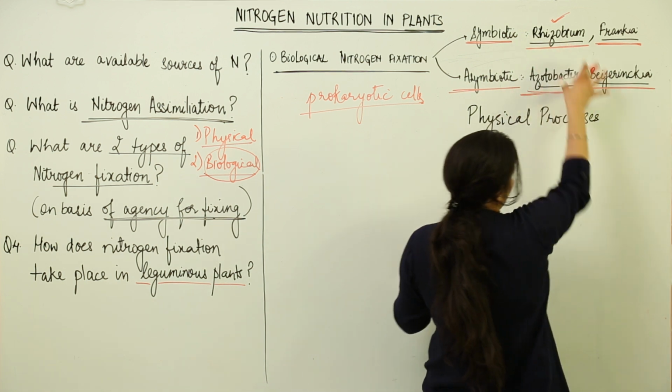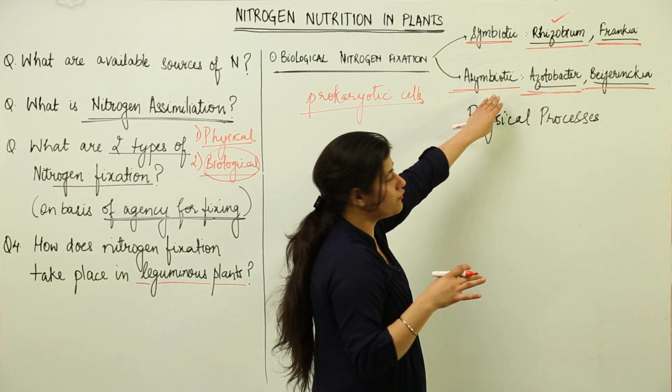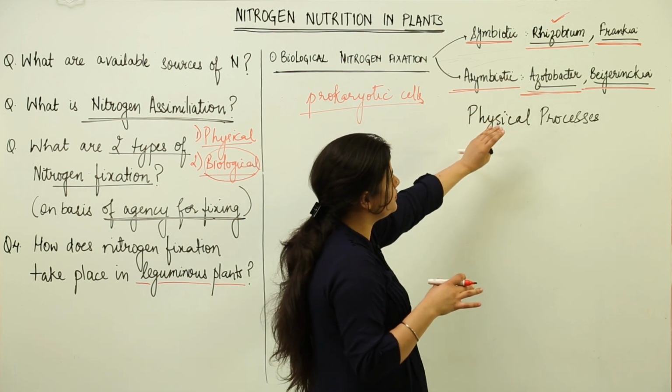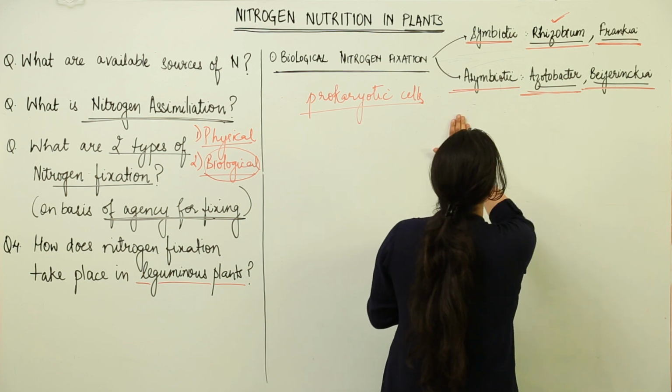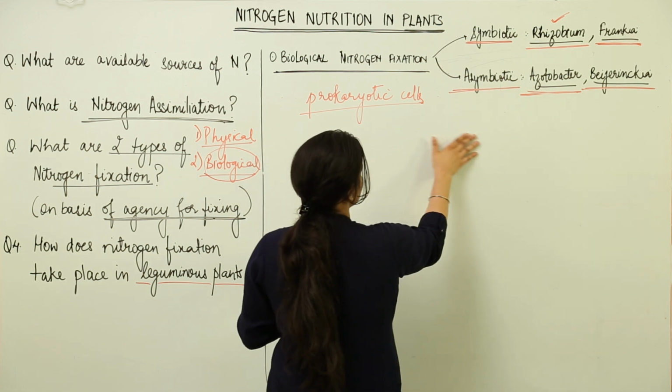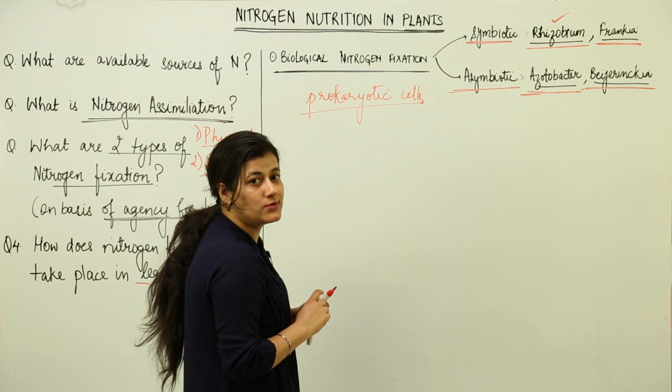We have two examples for each. These do not form any nodules. Those which form nodules, we are going to study those bacteria basically. So what happens in biological nitrogen fixation in the case of rhizobium?